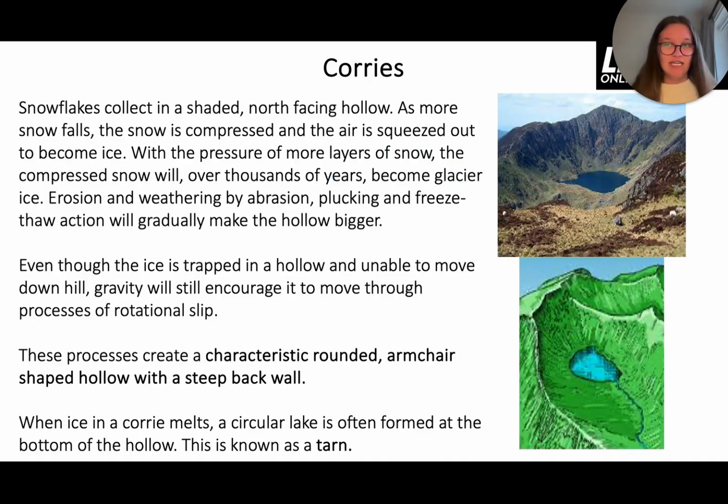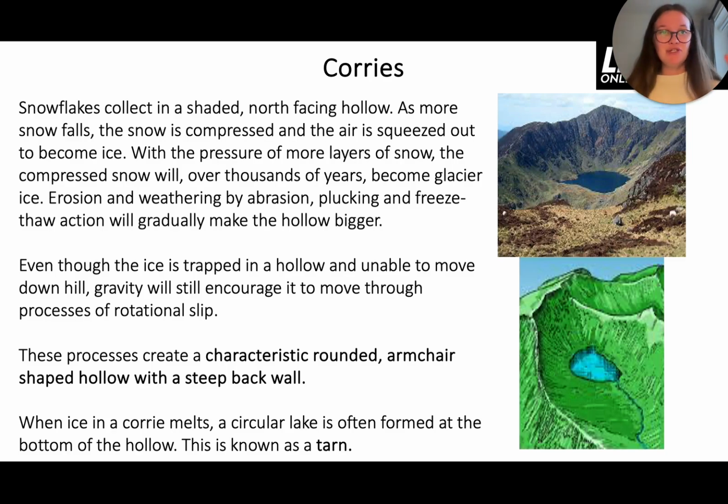Secondly, we have corries. Snowflakes fall in a shaded north-facing hollow. As more snow falls, the snow is compressed and the air is squeezed out to become ice, or firn, and then ice. With the pressure of more layers of snow, the compressed snow will, over thousands of years, become glacial ice. Erosion and weathering by abrasion, plucking and freeze-thaw action will eventually make this hollow bigger.